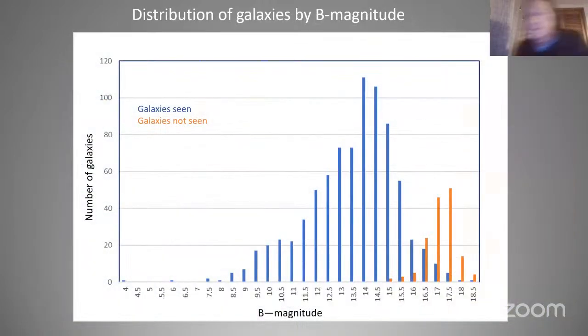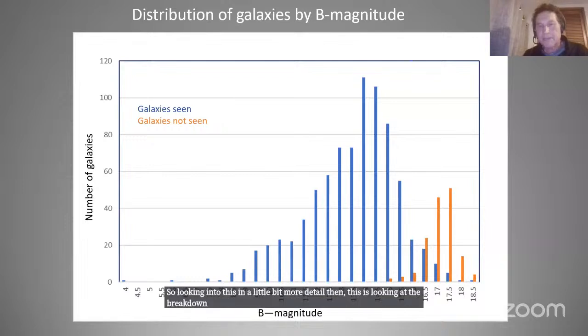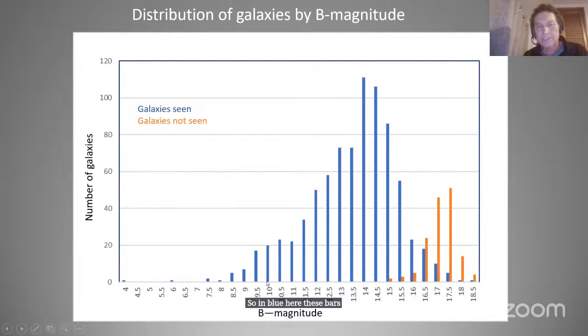So looking at this in a little bit more detail then, this is looking at the breakdown of galaxies by their B magnitude. So in blue here, these bars, the number of galaxies seen for that magnitude, and those in orange are the ones not seen. So essentially there are two distributions, but they're overlapping. There's this broad area here where between magnitude 15.5 to 17.5 in the B magnitude scale, there's a high degree of overlap between what could be seen and what couldn't.